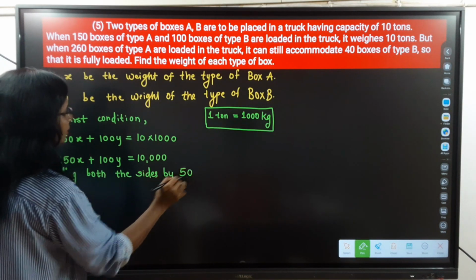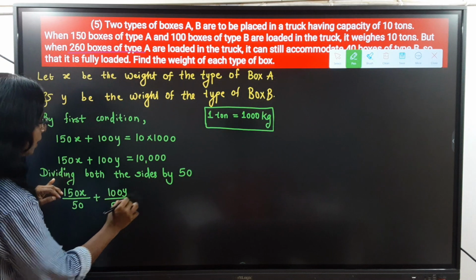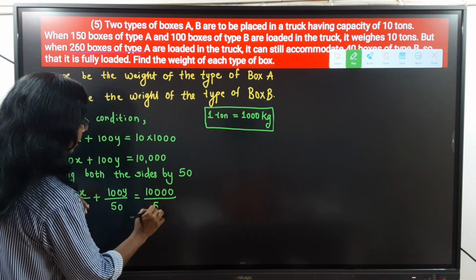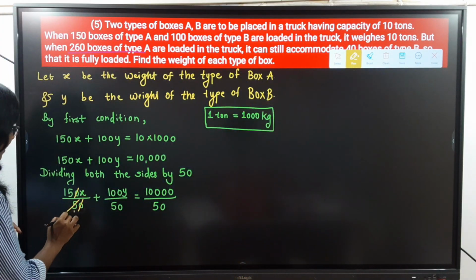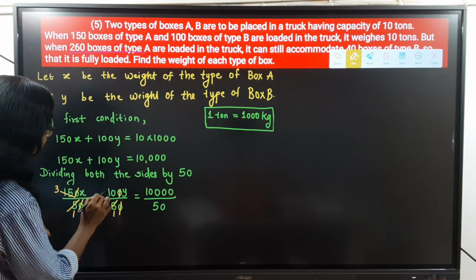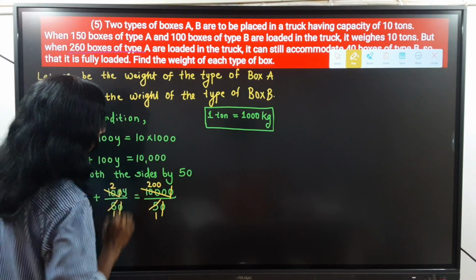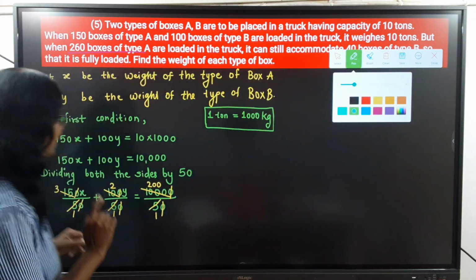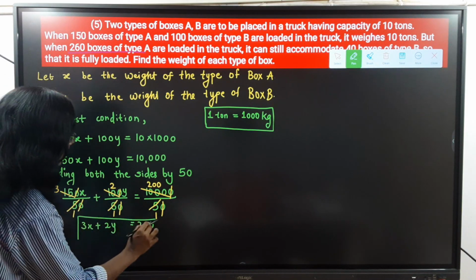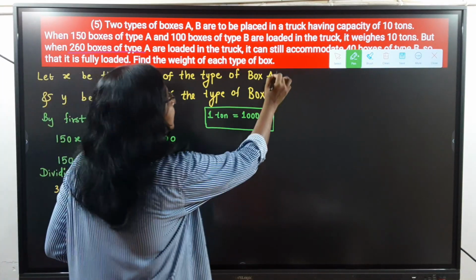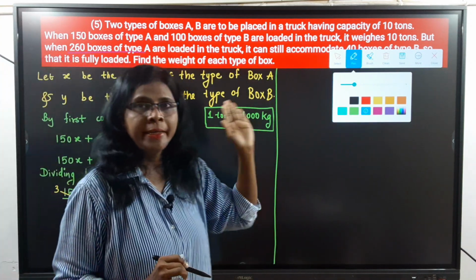150x upon 50 plus 100y upon 50 is equal to 10,000 upon 50. So here the cancellation part is that 0 0 get cancelled, 5 threes are 15, 5 twos are 10, and 200. So finally we have the first equation, students, and that first equation is 3x plus 2y is equal to 200. So we call this equation the first equation. Then the next part is to get the equation from the second condition.